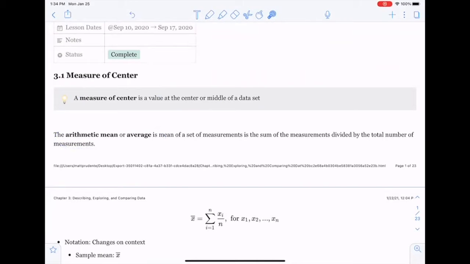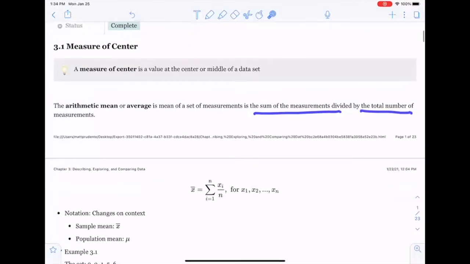And again, we should all kind of know what an average is. It's going to be the sum of the measurements divided by the total number, right? We use x bar for a sample mean, and we use the Greek letter mu when it's a population mean. And we call this big sigma notation. This just means the sum. This big E looking thing means the sum.